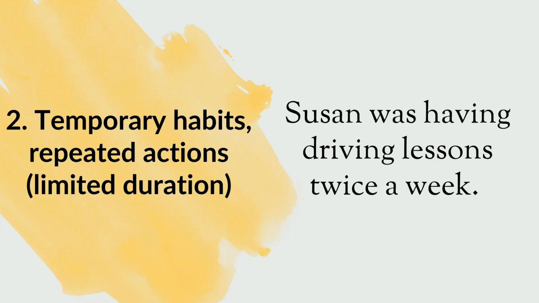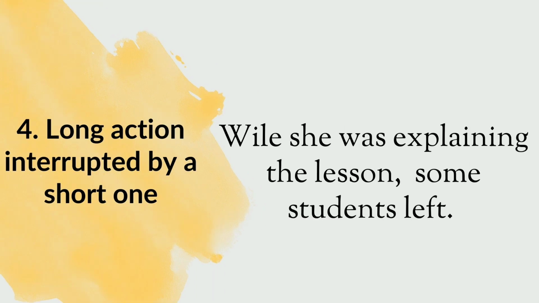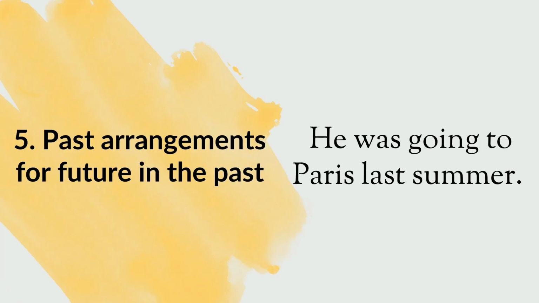It's also used for temporary habits or repeated actions within a limited time frame, as in "Susan was having driving lessons twice a week." When an action was possibly incomplete in the past, you might say "he was painting his desk yesterday." If a long action was interrupted by a short one, you'd express it as, "while she was explaining the lesson, some students left." Lastly, the past continuous tense can also refer to past arrangements that were planned for the future in the past. For example, "he was going to Paris last summer."